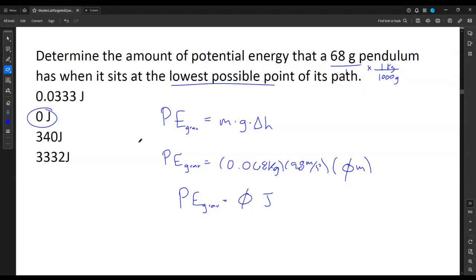We have to actually have some height, some ability to fall and gain speed in order for there to be real potential. If it's just hanging there at its lowest point, then nothing's happening.